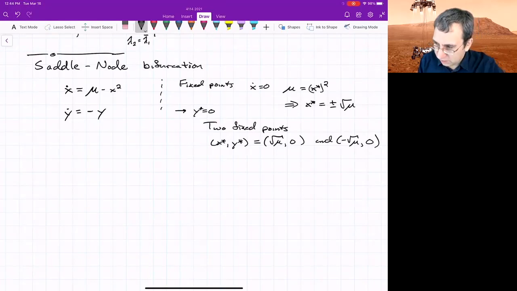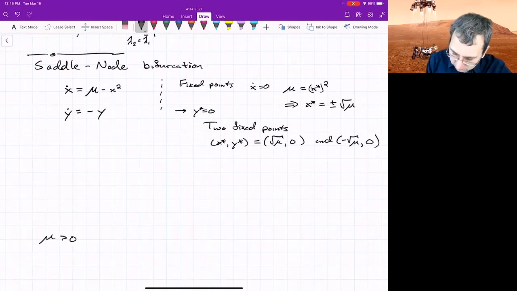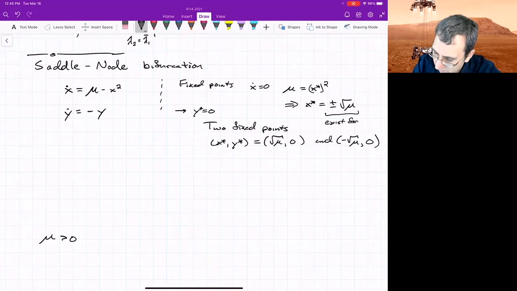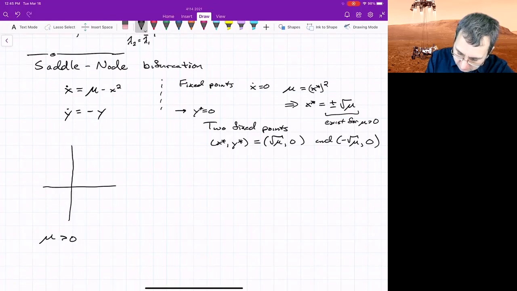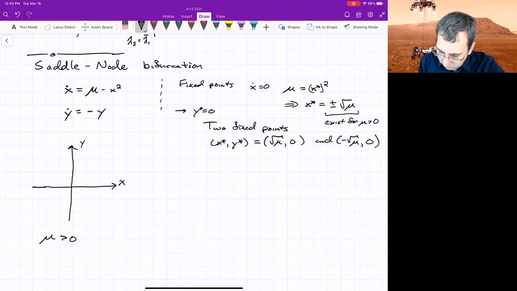We could draw the different cases to get an idea of what's going on here. If we just recall what was happening in 1D, we'll start with mu greater than 0. Mu greater than 0, that's when these fixed points exist. So they exist for mu greater than 0. So plotting x versus y, we've got fixed points at plus square root of mu and minus square root of mu.